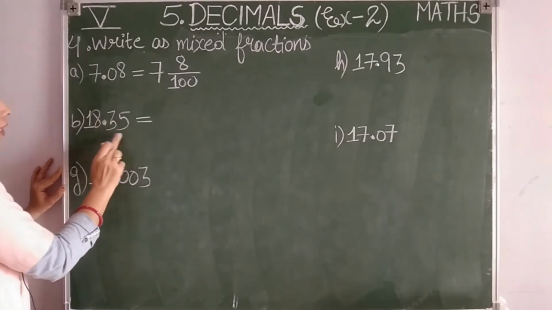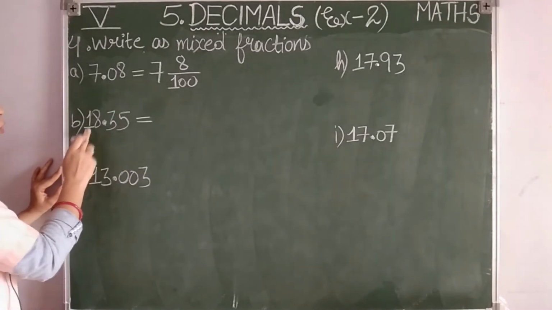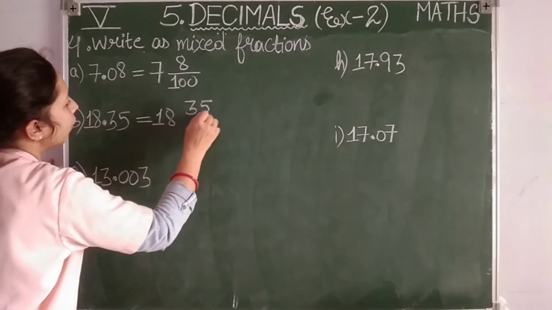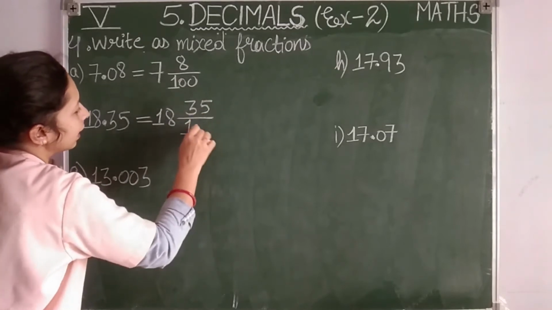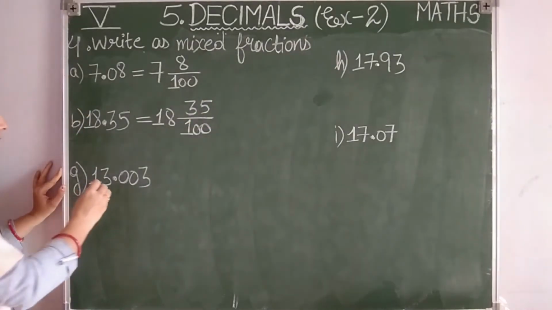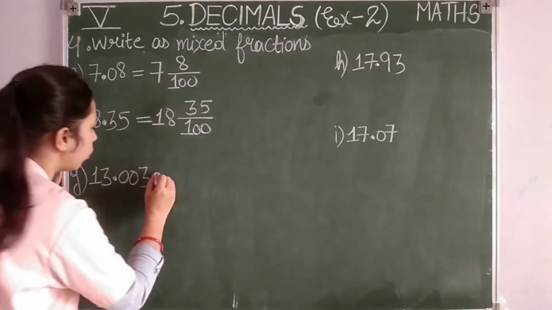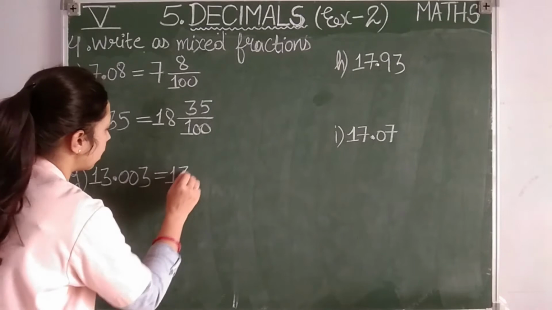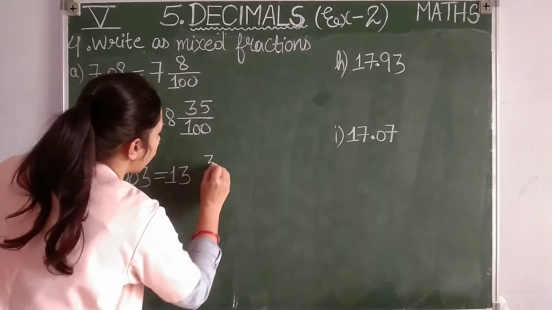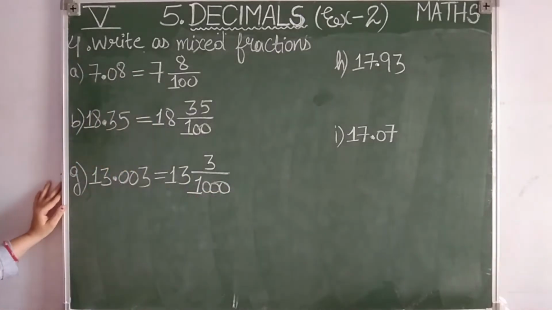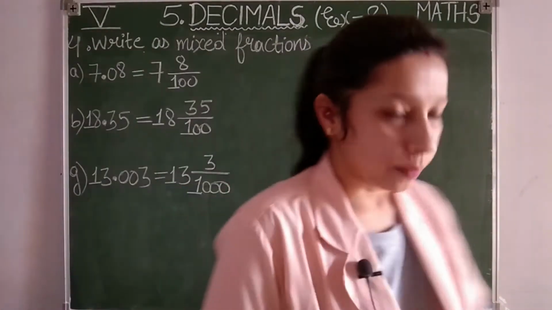18.35. Again see the point and the places after the point. How many places? Hundredths place. So the whole number we'll write as it is. Then 35 upon 100 like this. Then again after the point 3 places are there, that means thousandths. The whole number you will write as it is, that means 13, and 3 is in thousandths place, so like this. Okay, clear? Next point, let us see.